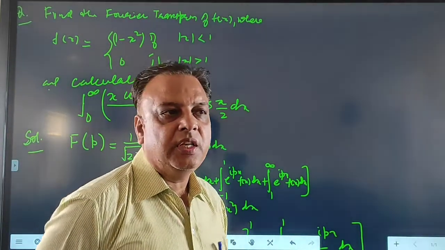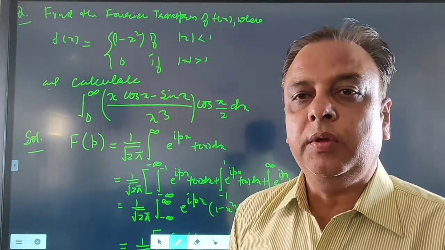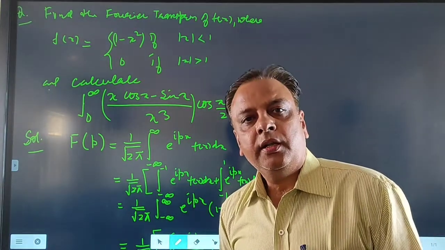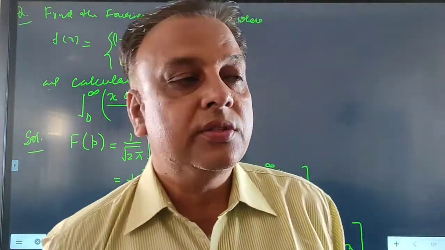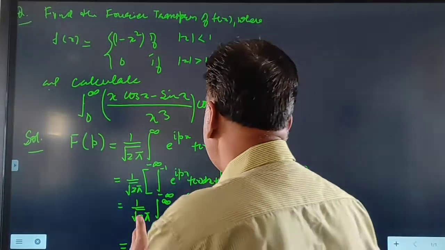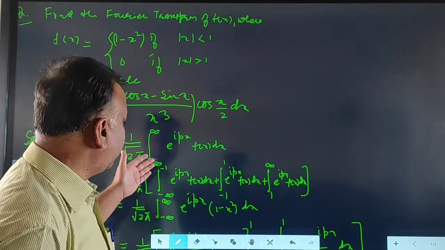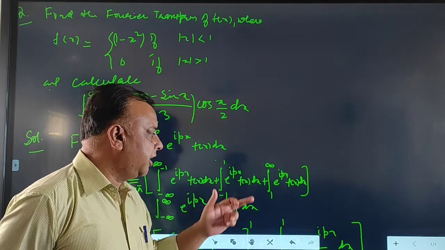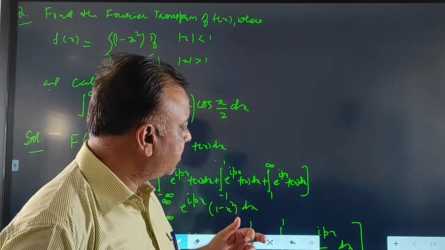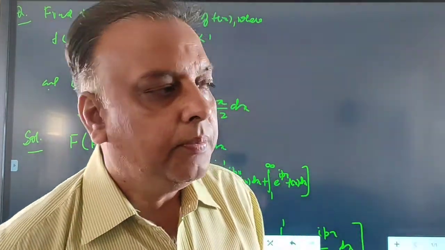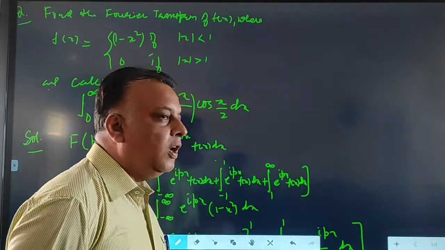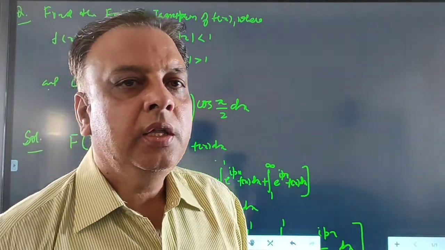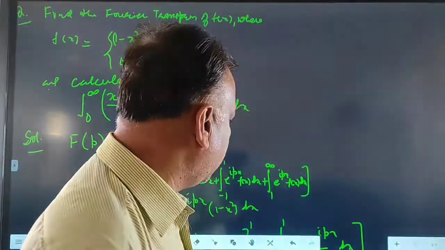Now since the function is given in different intervals, the value of the function is different in different intervals. So we will break this integral in those intervals in which the function is defined. So this is minus infinity to minus 1 e raised to iota px f(x) dx plus minus 1 to 1 e raised to iota px f(x) dx plus 1 to infinity e raised to iota px f(x) dx. The value of the function in the first and the third interval is 0. So only the middle integral remains.